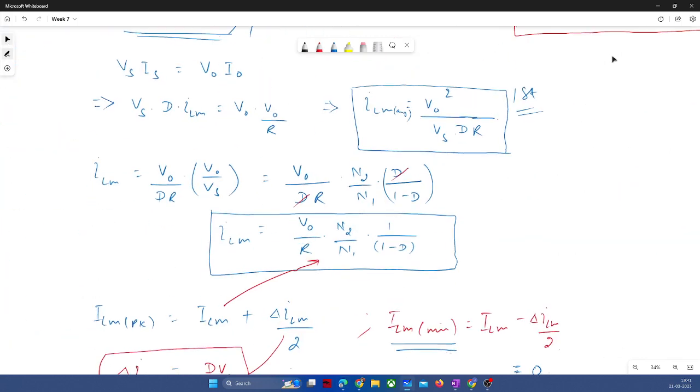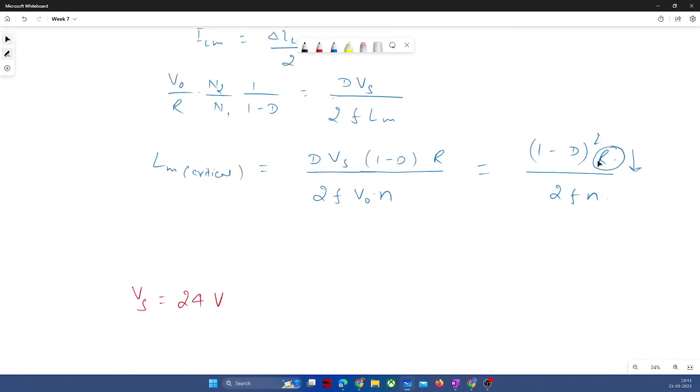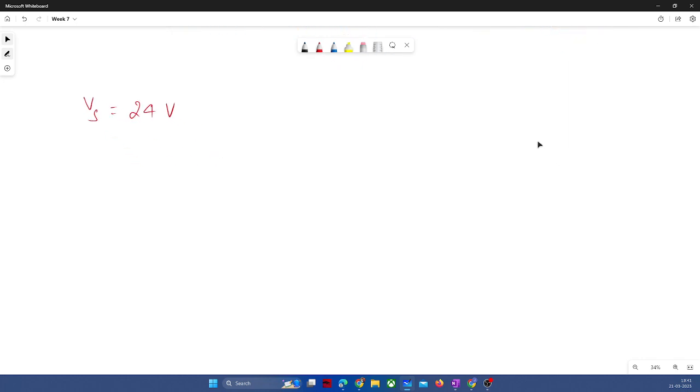I think we shall move ahead. So yes, in this problem also N1 by N2 they have given is equal to 3. Most of the time you do not need to worry about what the turns ratio N2 by N1 is. You can take anything, but generally in questions it is mentioned explicitly what this ratio is.